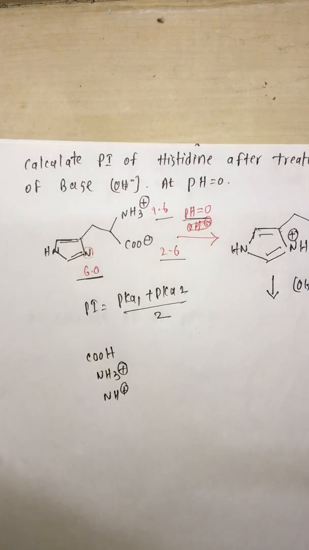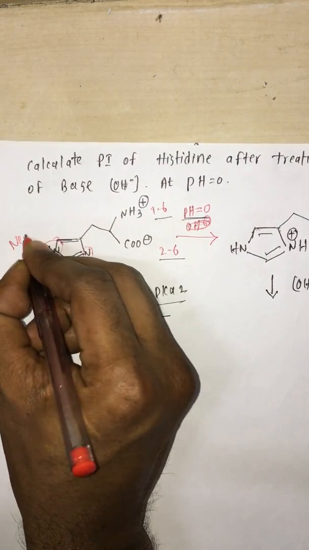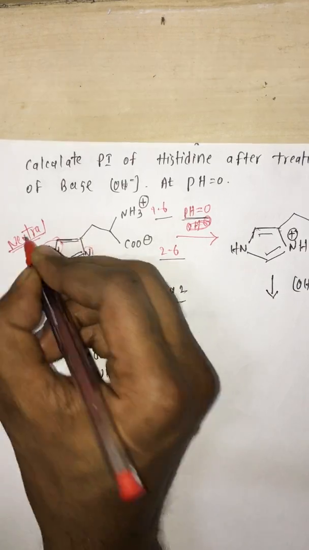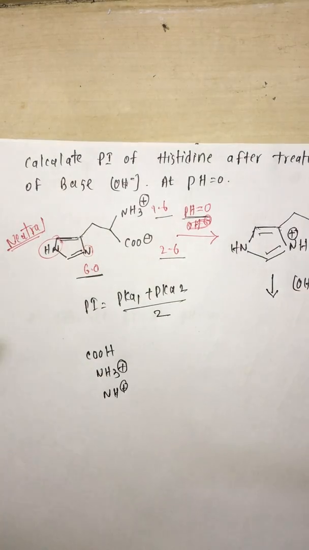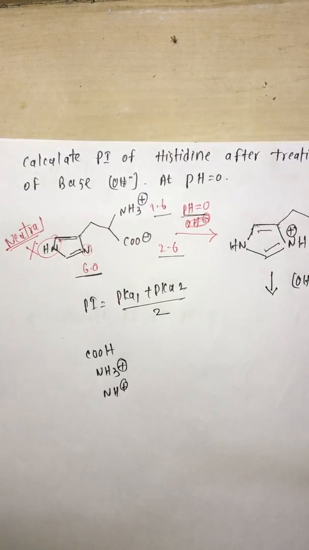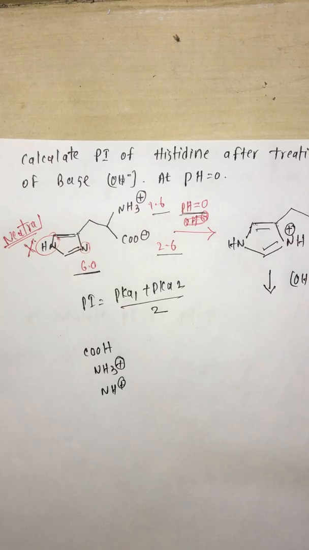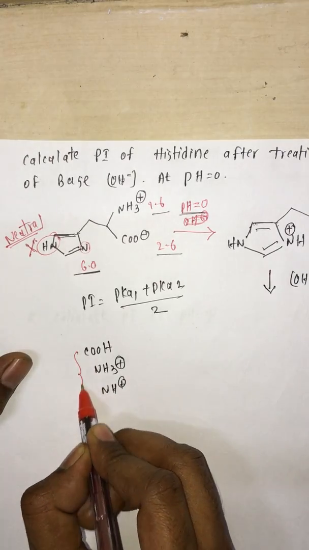So here this is the neutral amine. Just remember that a neutral amine will not donate or accept any electron. Because of that, this neutral amine doesn't have any role in this case. So here we have to play with only these 3 groups.